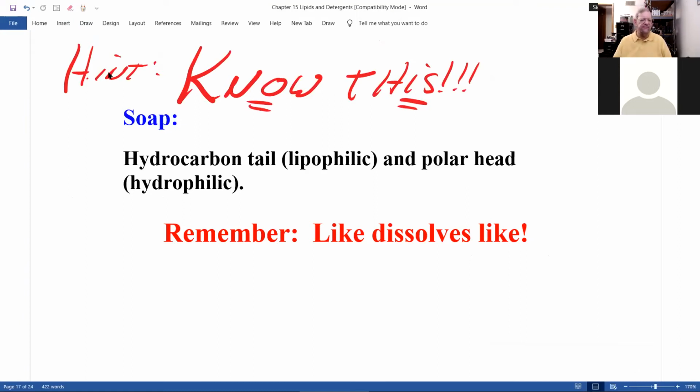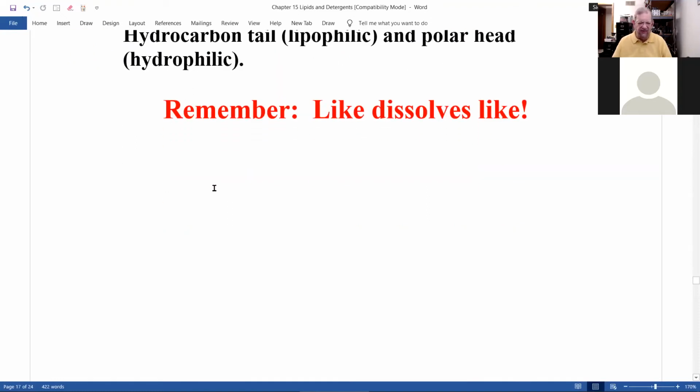You should know this. Now, what is soap? Soap is something that has a hydrocarbon tail, which we call lipophilic. Lipo meaning nonpolar and philic loving, and has a polar head, which is called hydrophilic, hydro water, which is polar, philic loving. And the key to the puzzle is like dissolves like. And I put a note to myself, remember, like dissolves like.